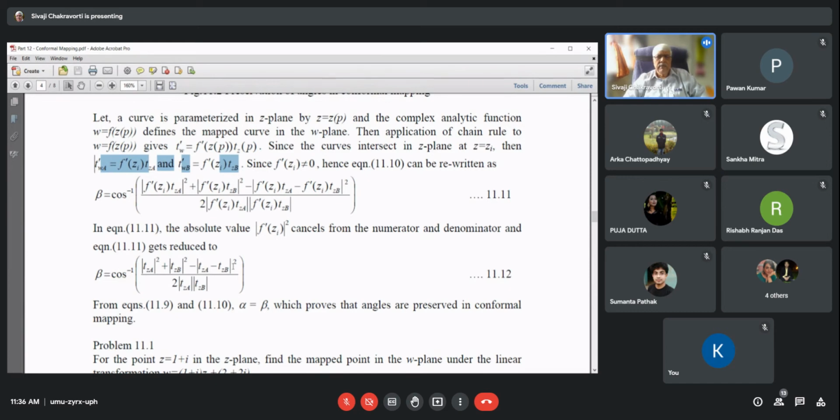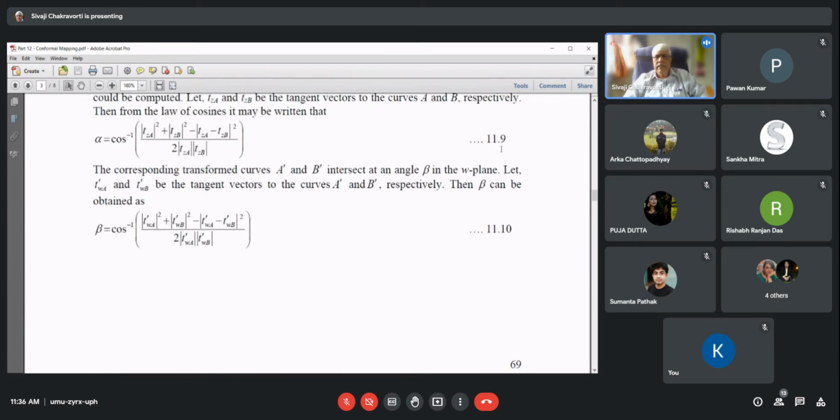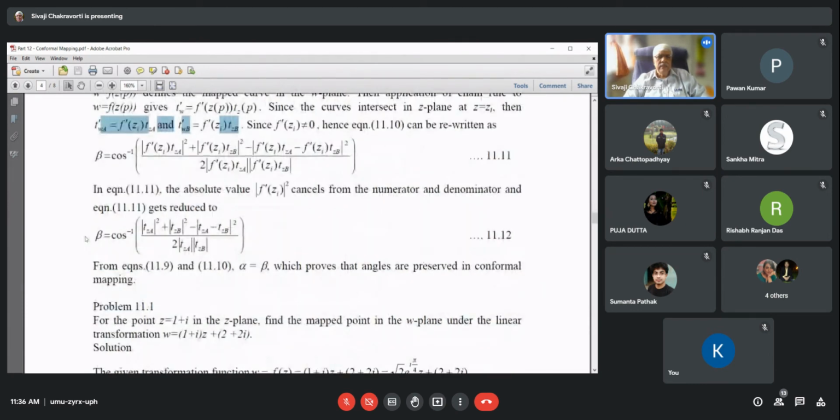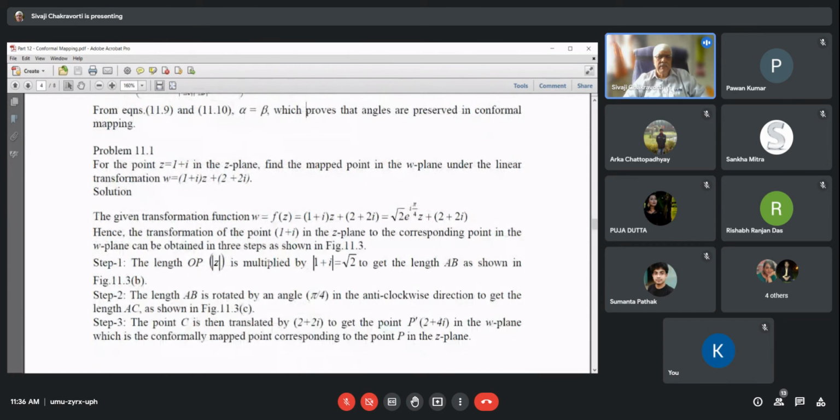And if I look at 11.12 and if I look at 11.9, I will find that alpha is equal to beta, which proves the isogonic property of conformal transformation. Now, so far I have given you all the theory. I am pretty sure you have not understood it. In fact, when I was first going through it, I didn't understand. So, I give you a problem to explain the whole thing. Just read it. What is the problem?